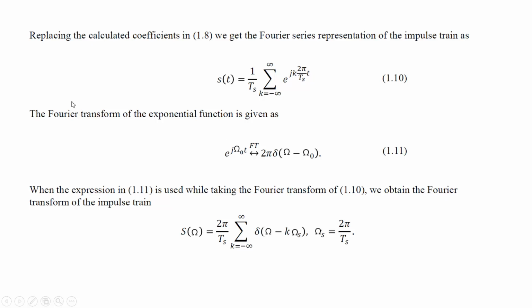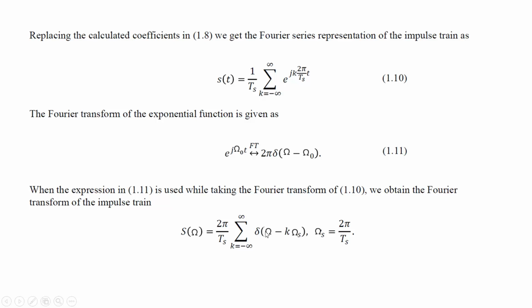Now, if we use the property of the Fourier transform of the exponential function e to the power j omega naught t, we will get it equal to 2 pi delta omega minus omega naught. Now, this is our exponential function, and if we use this property, we can get the Fourier transform of this impulse train function, and we can get it equal to 2 pi by T_s sigma k going from minus infinity to infinity.